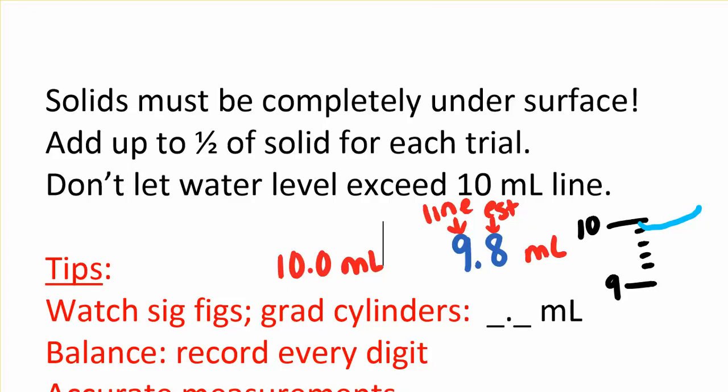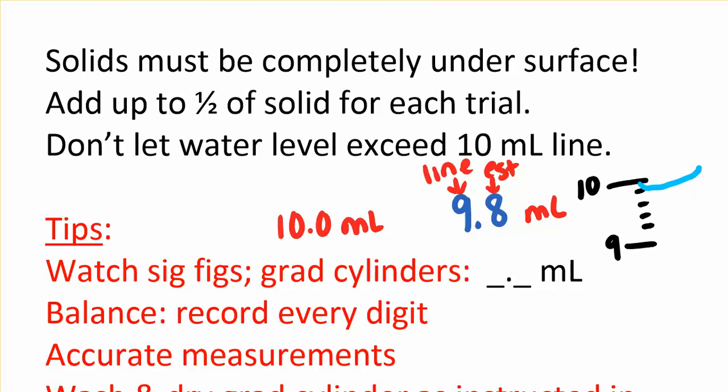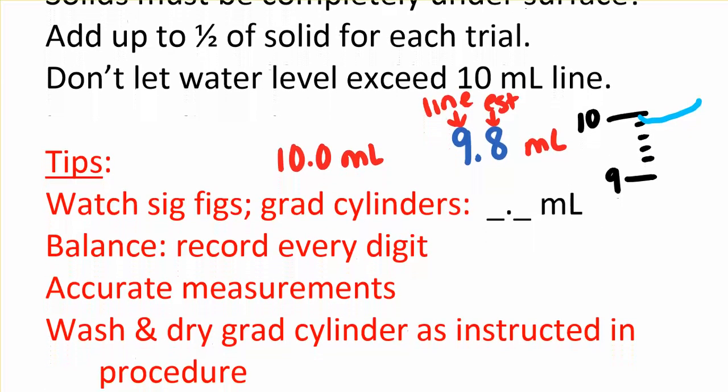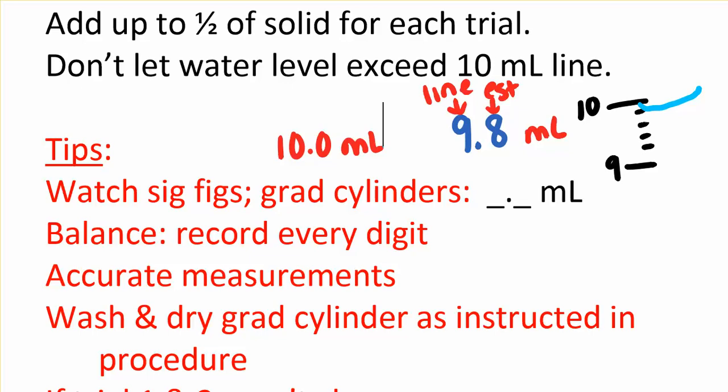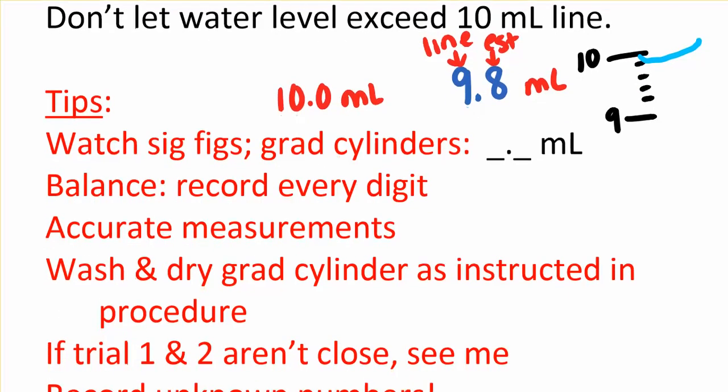I already said on the balance you record every digit. Don't round those off. Accuracy matters. You're going to be graded for your accuracy. As far as accuracy goes, another thing to watch is make sure that when you're using your graduated cylinder that you're setting your graduated cylinder up on a solid surface, preferably something up high, and then bending down and making sure you're looking at it straight on to read those off. There are a few places in the procedure where you need to make sure your graduated cylinder is totally dry and clean. Make sure you do that. A few drops of something in there can throw things off.